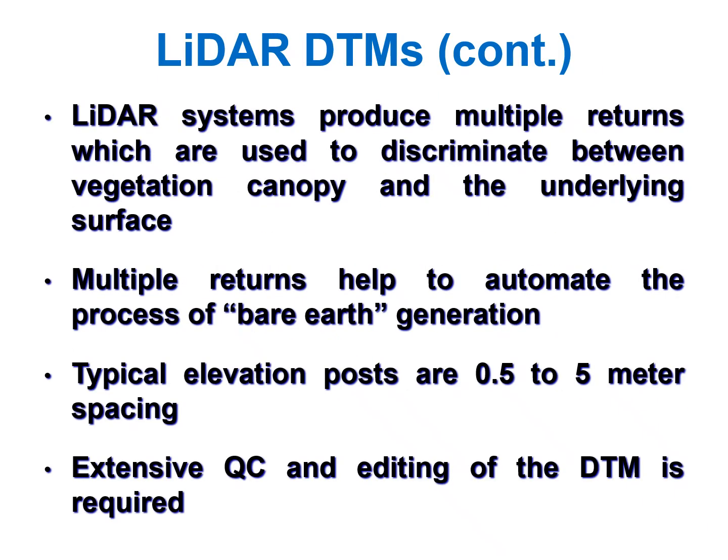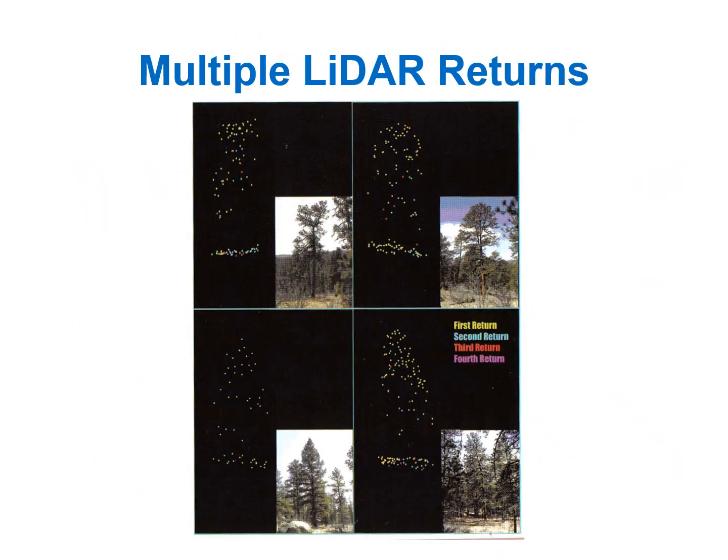LiDAR DTMs, continued. LiDAR systems produce multiple returns which are used to discriminate between vegetation canopy and the underlying surface. Multiple returns help to automate the process of bare earth generation. Typical elevation posts are 0.5 to 5 meter spacing. Extensive QC and editing of the digital terrain model is required. Multiple LiDAR returns: first returns, second returns, third returns, and fourth returns.